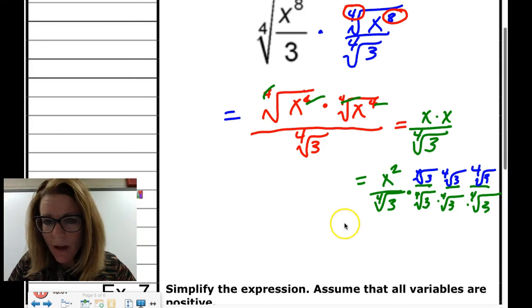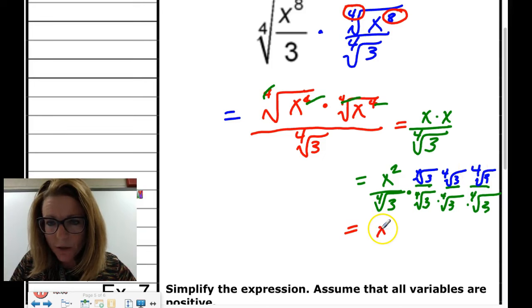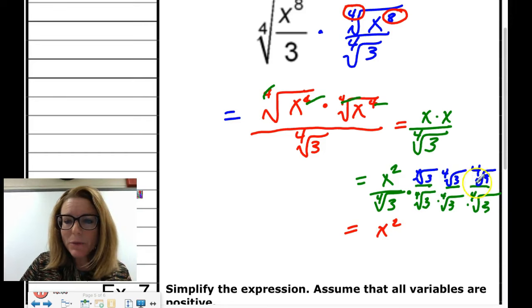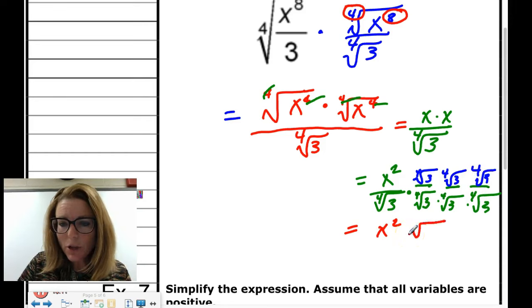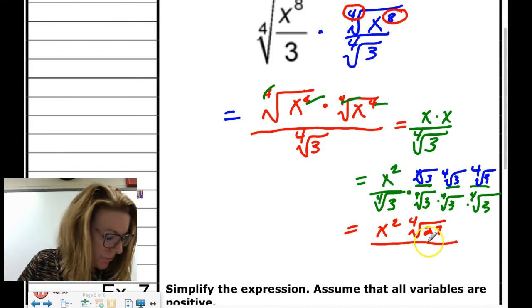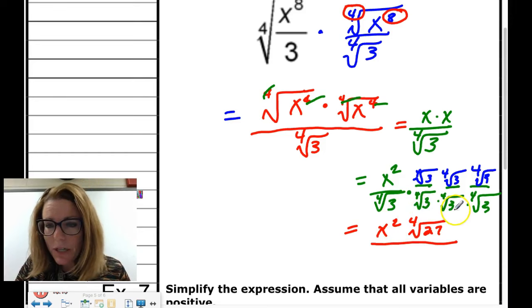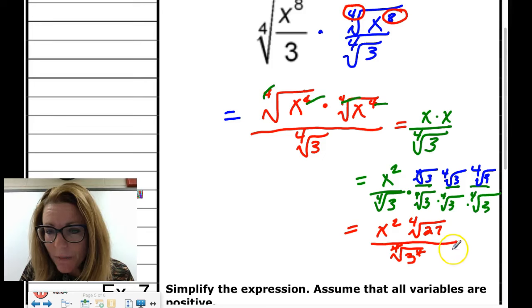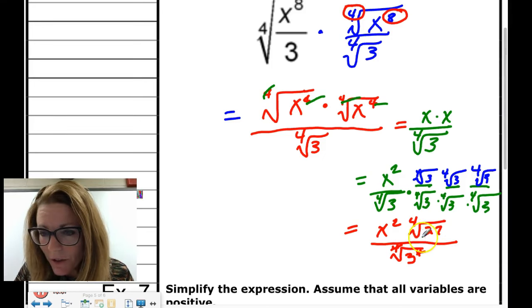Okay. So now I'm going to jump down here. I have x squared, and I have 3 times 3 times 3. That is 27, 4th root. And in the bottom, we have 3 times 3 times 3 times 3. Well, that's 4 3s. A lot of you are going to skip this step, but I want to show you, that's 3 to the 4th, to the 4th root. So I know those are going to cancel, so the 3 is going to come out.